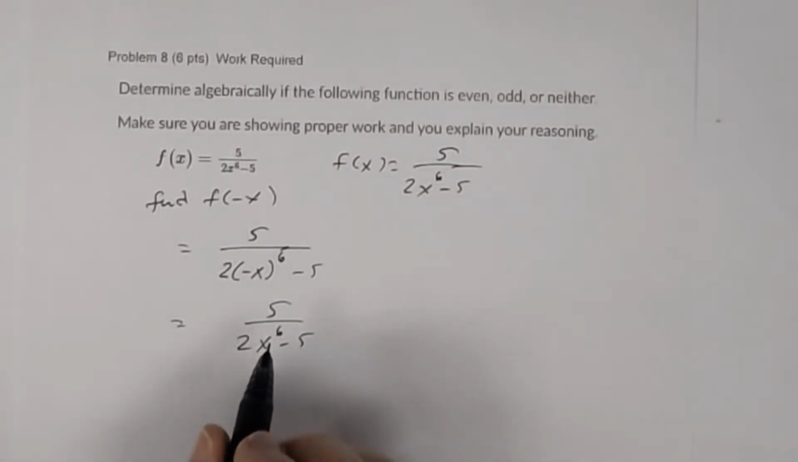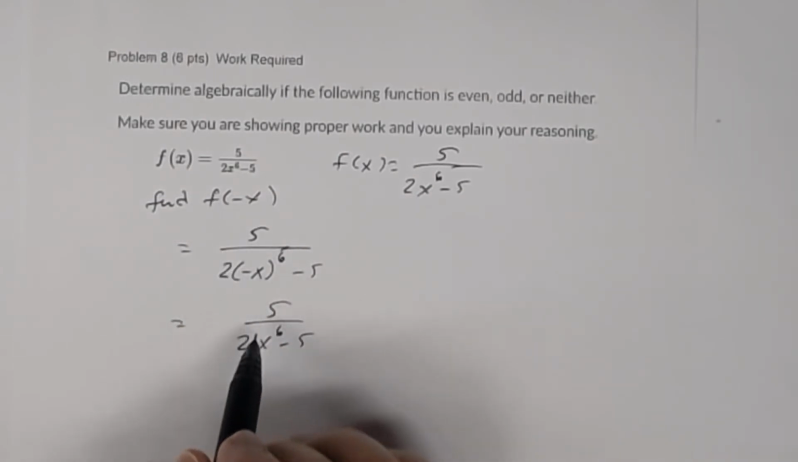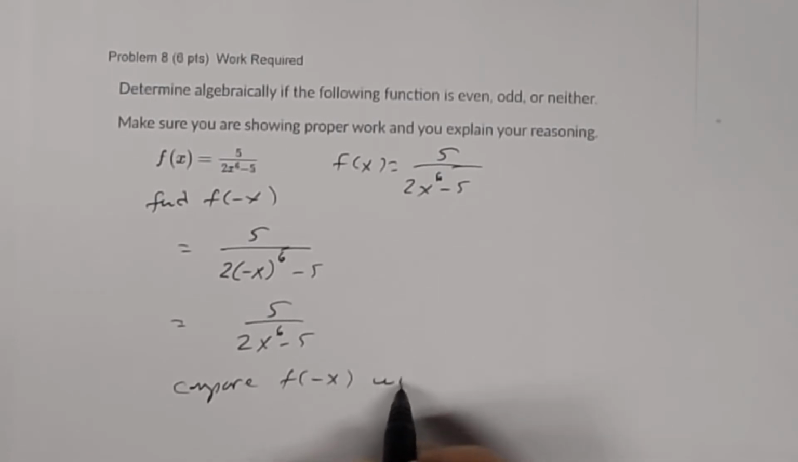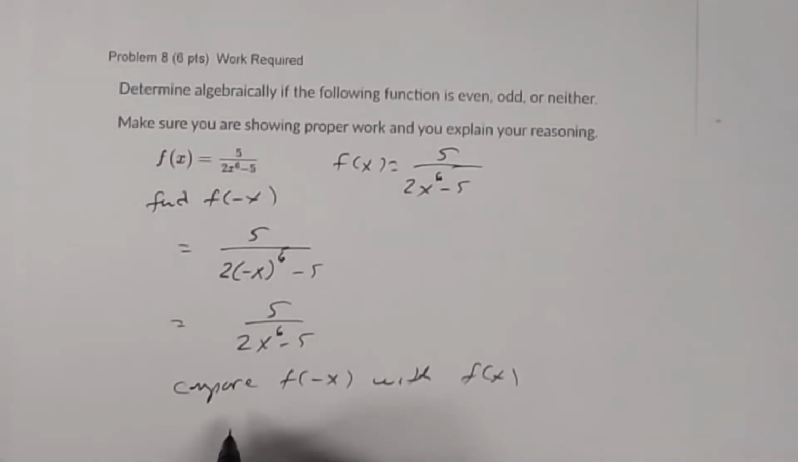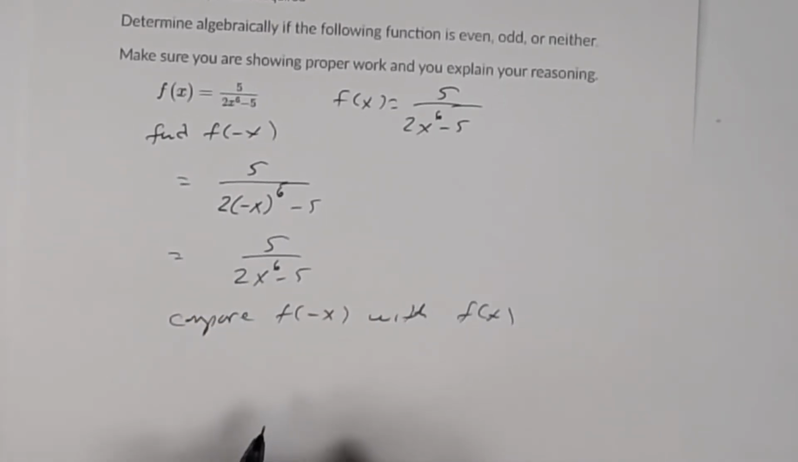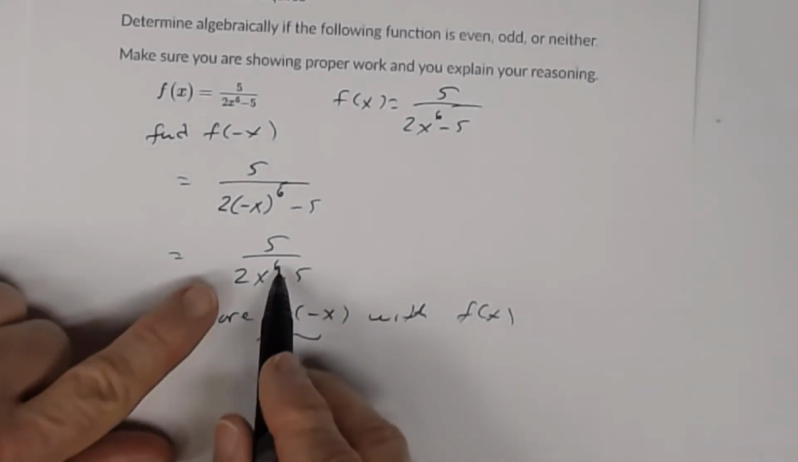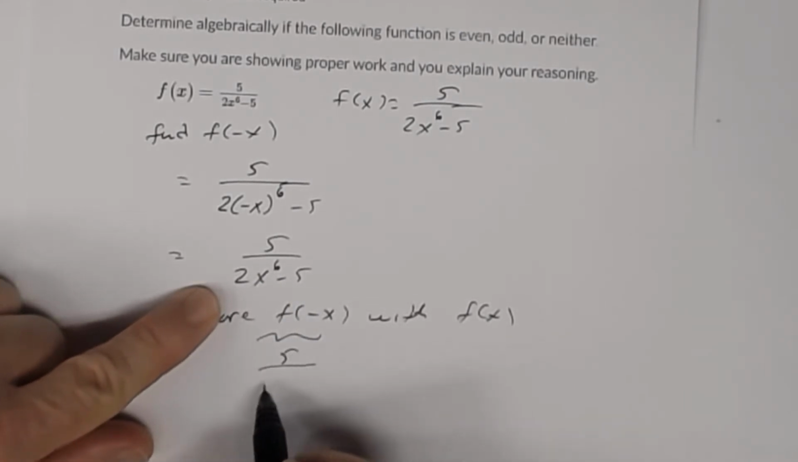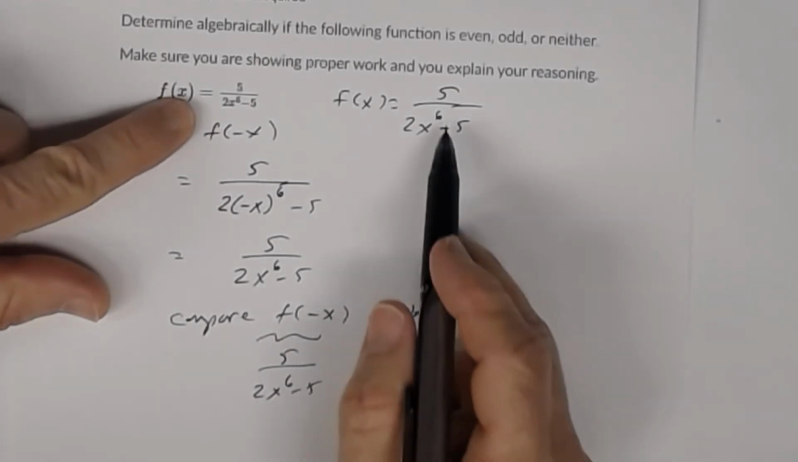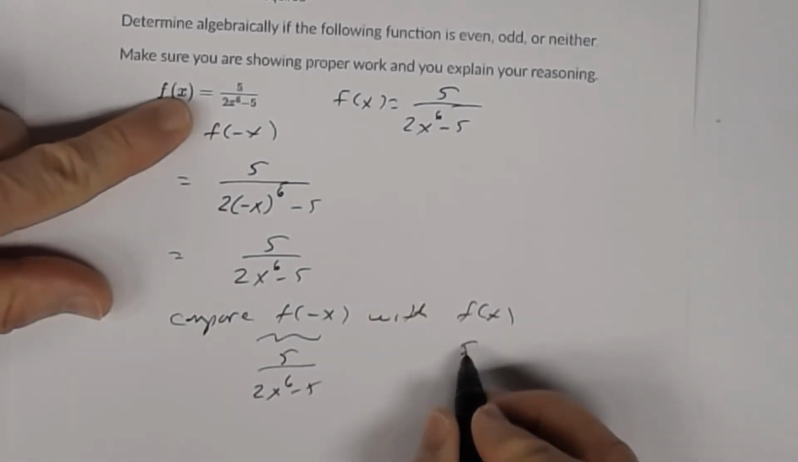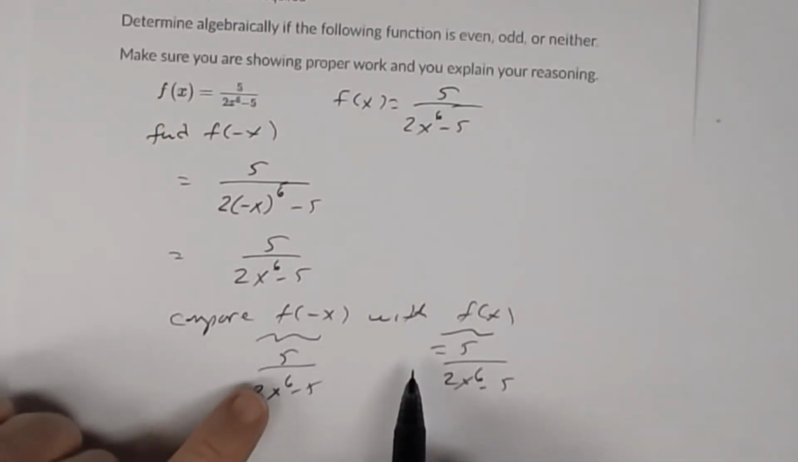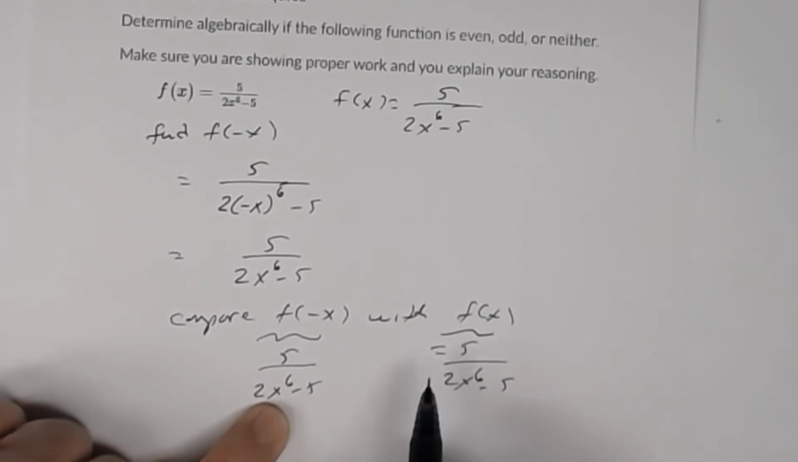Now once you do this, that's f of negative x now. So now compare f of negative x with f of x. So that's going to be your explanation. So this is your work, and then you're going to explain what you just found. Well, f of negative x is this, right? That's what we just found. F of x was the original function. That's this right here, 5 divided by 2x to the 6 minus 5. And then you compare the two. Notice those are the same. Those are the same functions.